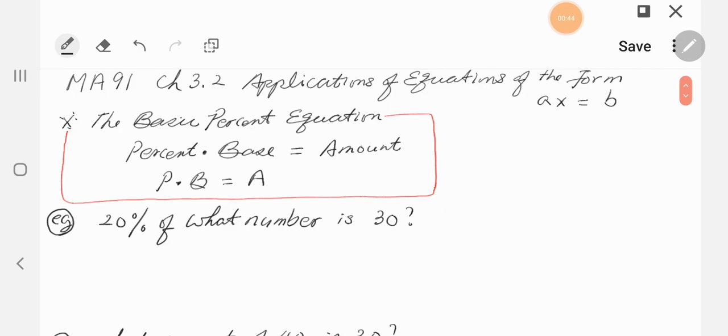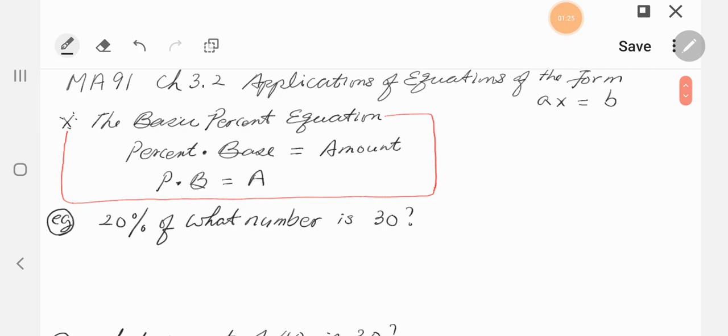Like the tax rate. Let's say if you buy goods and the tax is 5%, it's 5% of the price of the item. So if a computer is $1,000 and the tax rate is 5%, then we multiply $1,000 by 5%. That's the amount of tax. So the equation is really simple. Percent times the base will be the amount of tax or whatever.